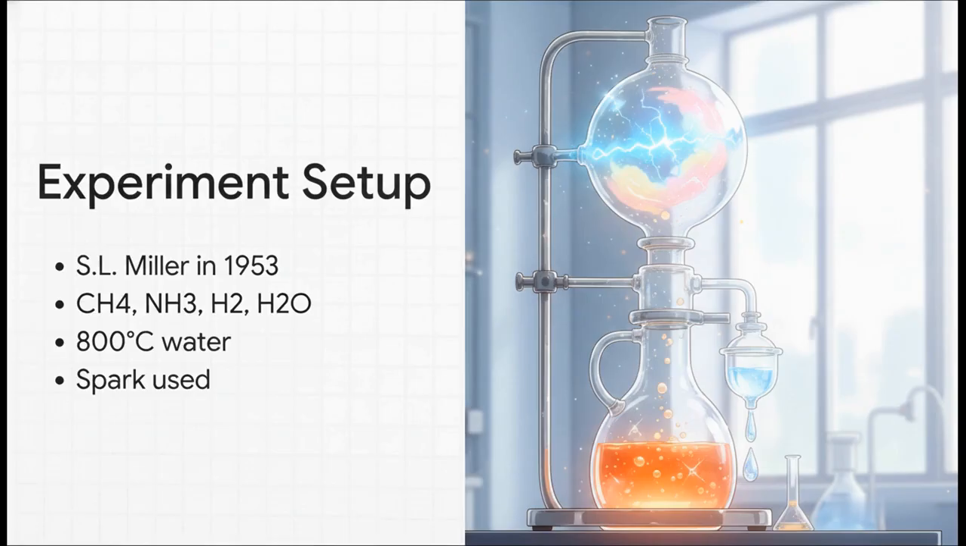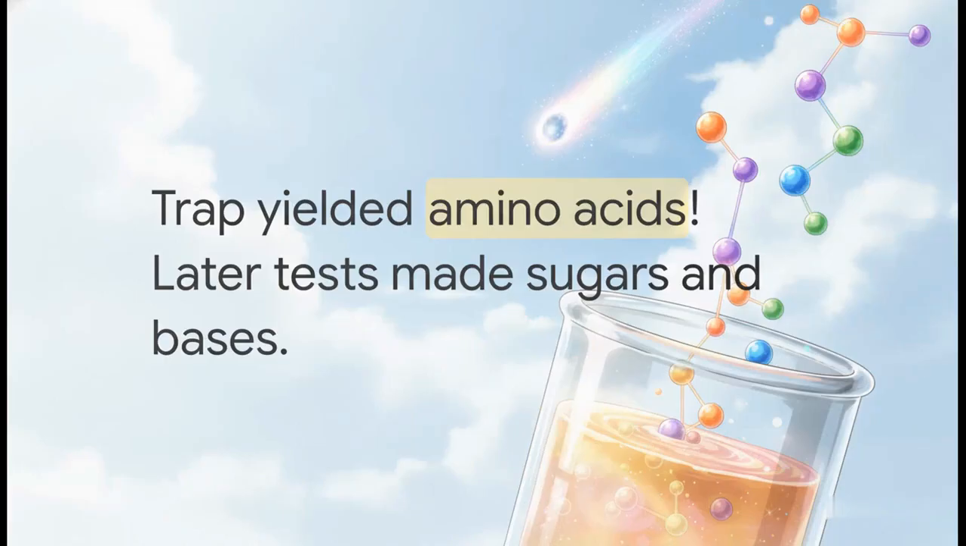He pumped in the exact same gases: methane, ammonia, hydrogen, and water vapor. He boiled the water at a scorching 800 degrees Celsius to simulate those extreme early temperatures. And to mimic those intense volcanic lightning storms, he actually installed tungsten electrodes to constantly fire sparks right through the gas mixture. Finally, he ran it all through a condenser to simulate the ancient nonstop rainfall. The result?